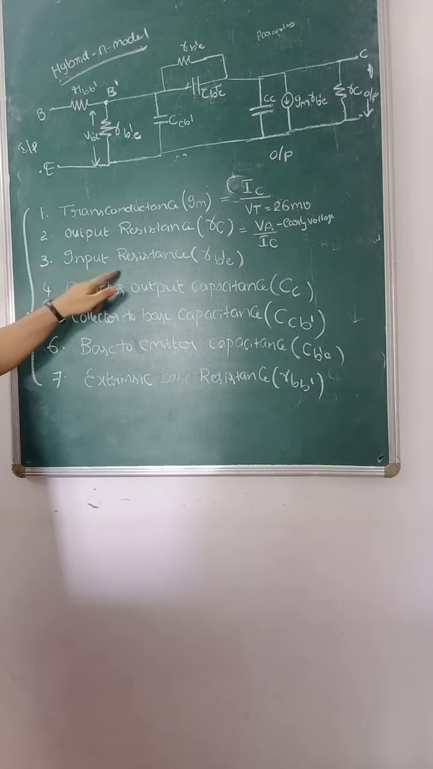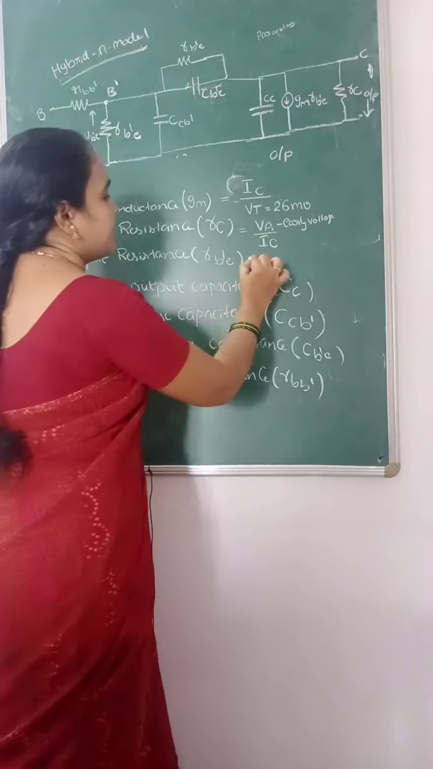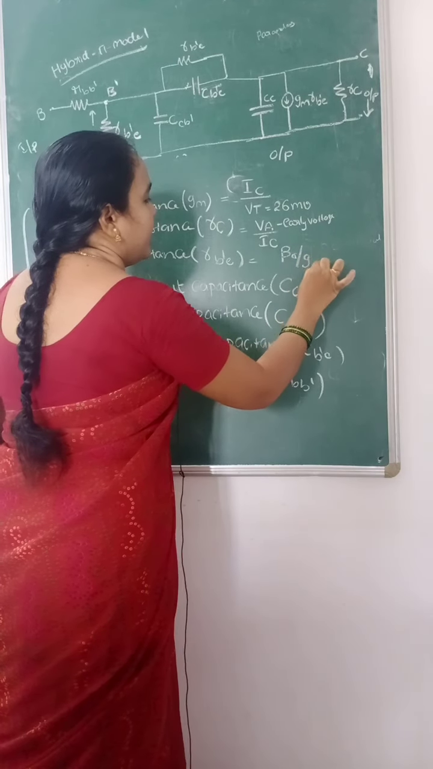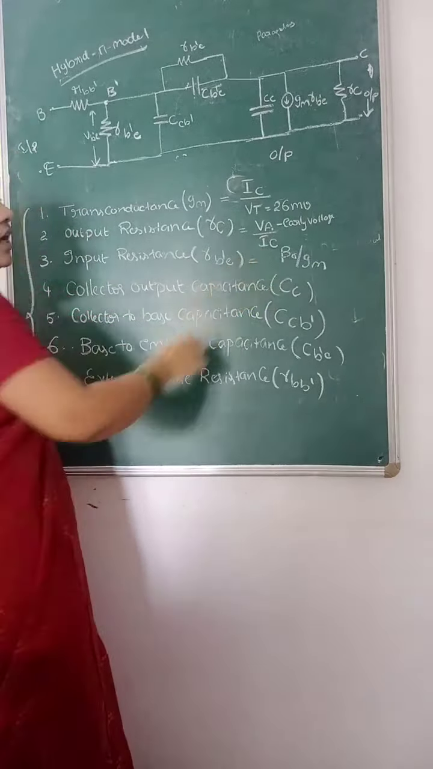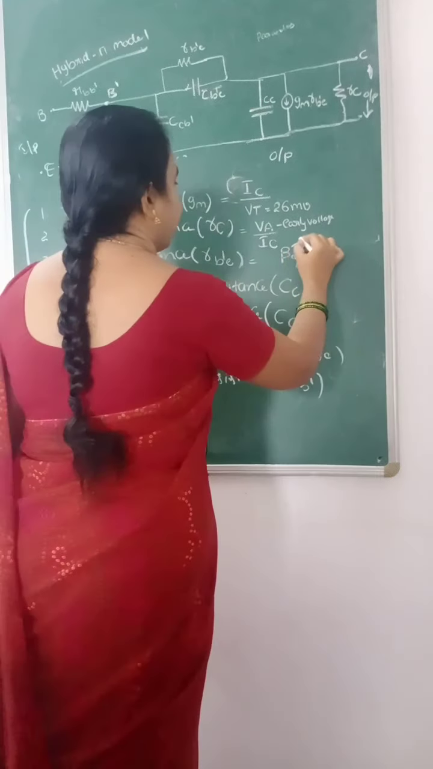Next, input resistance. Input resistance is given by the term beta naught by Gm. Here Gm is the transconductance and beta naught is called the short circuit current gain.